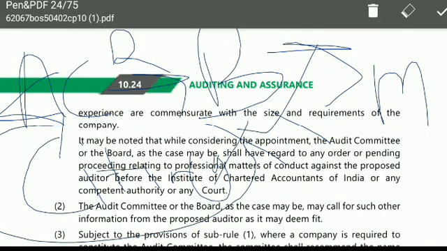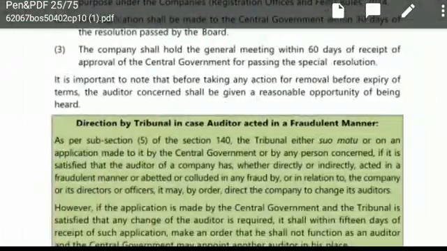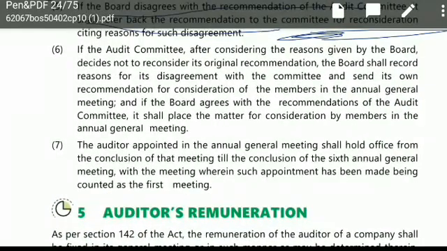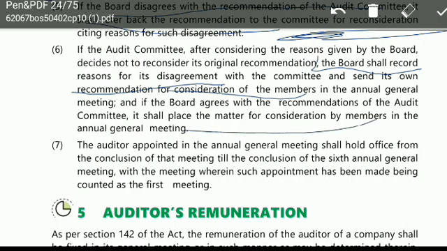Okay, they are not trying to reconsider their original recommendation, and there is a disagreement between the board and the audit committee. So in that case, what will happen? In that case, it will be treated that there was no audit committee, and the board shall record the reasons for disagreement with the committee, and they should send their own recommendation for the consideration of the members in the AGM. And if the board agrees with the recommendation of the audit committee, it shall place the matter.